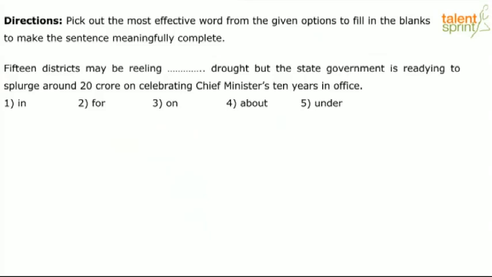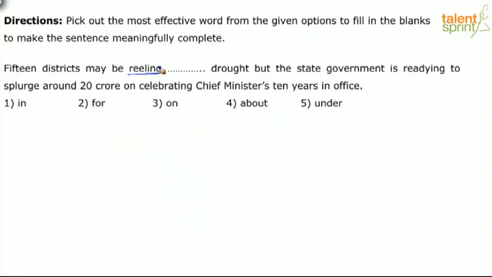15 districts may be reeling drought, but the state government is ready to splurge around 20 crore on celebrating Chief Minister's 10 years in office. What are my options? In, for, on, about, under. Again, I am paying attention to, obviously, the word before the blank, right? That's a verb, action verb. I need to look at which one goes with this. Reeling in, reeling for, reeling on, reeling about, reeling under.